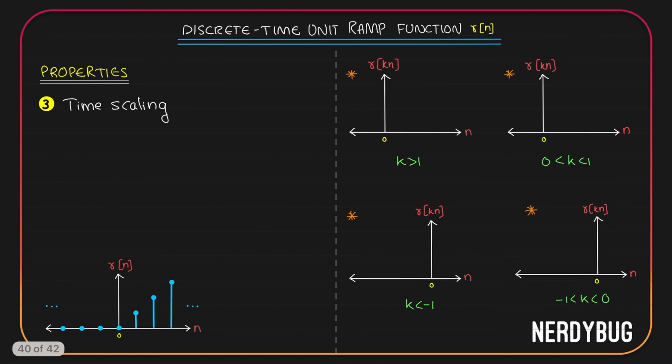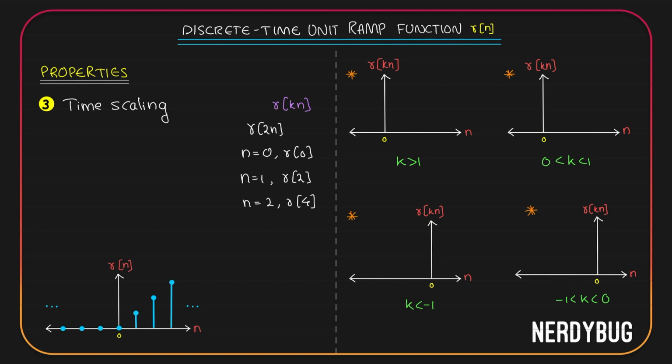The next property is time scaling. That is, we'll take some R of kn. There are different cases. Let's take when k is greater than 1 at first. For example, let's take R of 2n. At n equal to 0, I just get R of 0. At n equal to 1, I get R of 2. At n equal to 2, I get R of 4. When n is less than 0, I am getting 0 anyways. So the only thing that is happening is it is getting faster.